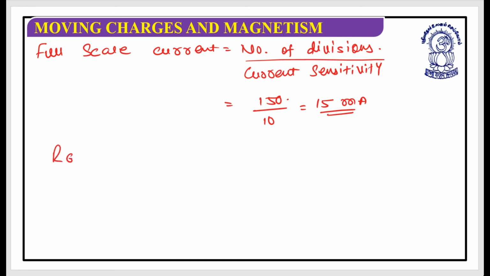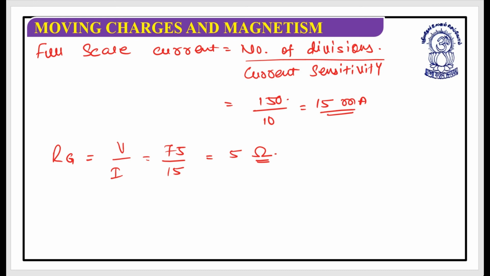Using this, I can find the galvanometer resistance, that is V by I. V is 75 millivolt and I is 15 milliampere. So this comes to 5 ohm. I hope this is clear. Is it clear?